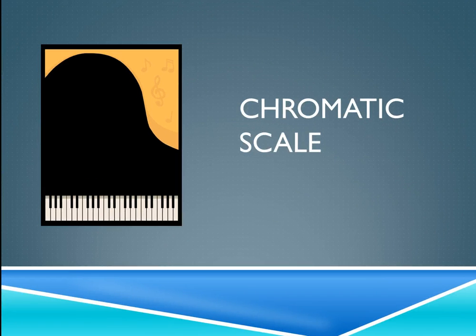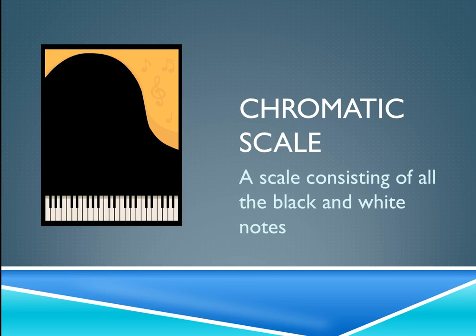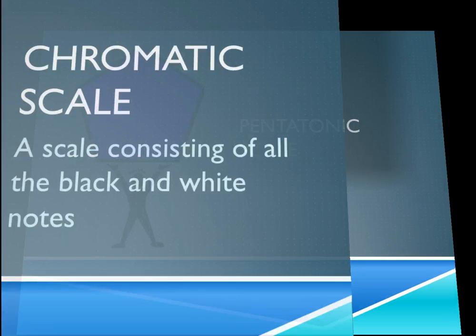A chromatic scale, there's a reason the piano is there. It's because a chromatic scale is a scale consisting of all the black and white notes. So da da da da da da da da da da da da da, with all those black and white notes in between. Again, it can be ascending or descending.